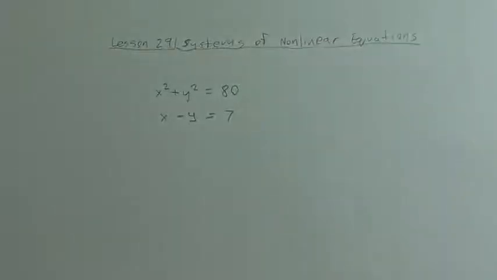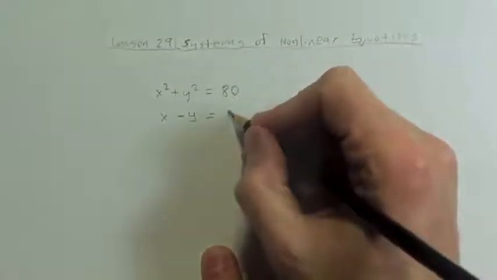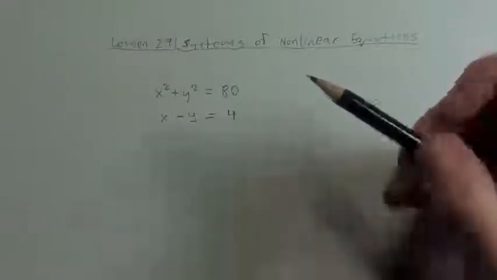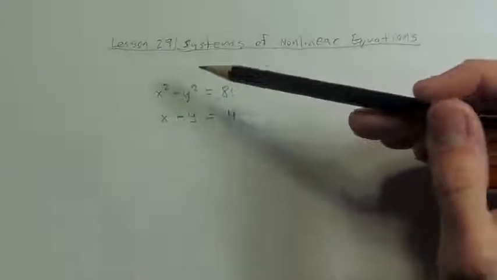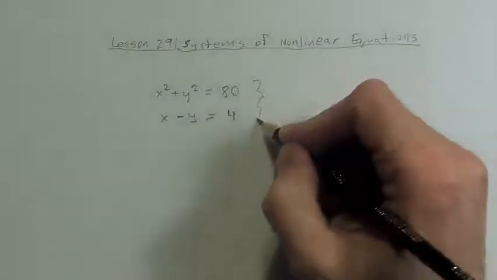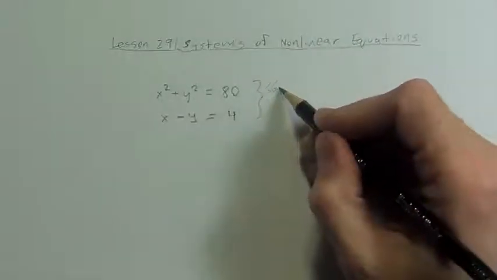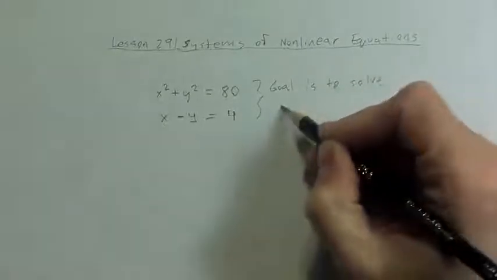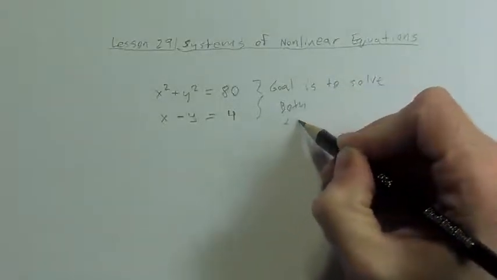Okay, say we have an equation like this: x squared plus y squared is equal to 80, and x minus y is equal to, actually, it's supposed to be a 4. Okay, so as you see, it's a system of equations, but now we have quadratics here. We have x squareds, we have y squareds. But the goal is still to solve both of these simultaneously.